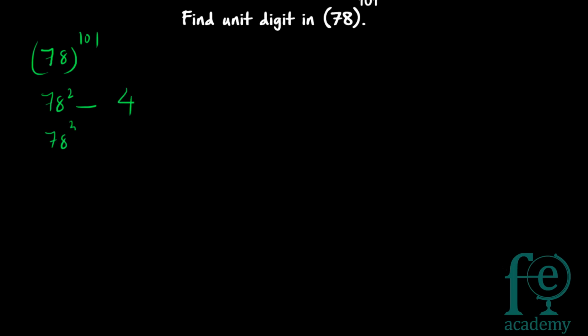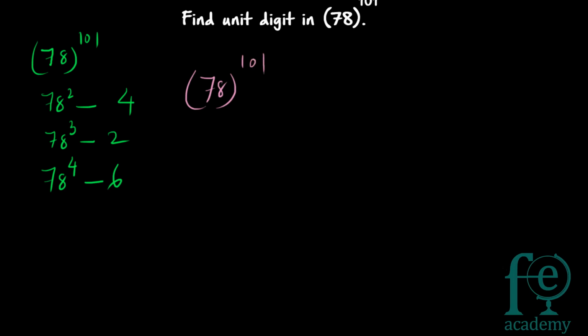Then what about 78 cube? 78 cube will give 8 into 4, so 32. So 2 will be in the units place. Then 78 raised to 4: 2 is coming from 78 cube, so 2 into 8 will give 16, or 6 will be in the unit digit. So here also it's 4 only. All the powers which are multiples of 4 will give you a unit digit equal to 6.